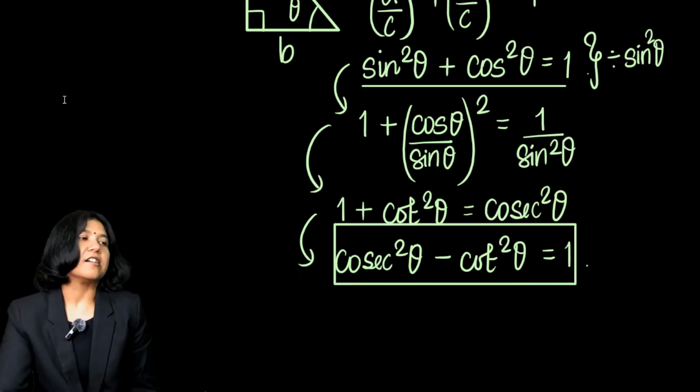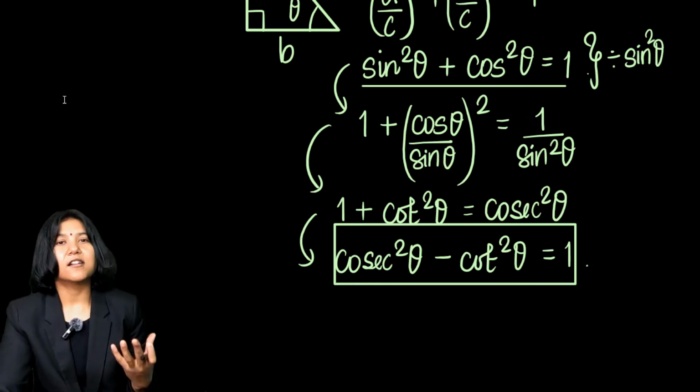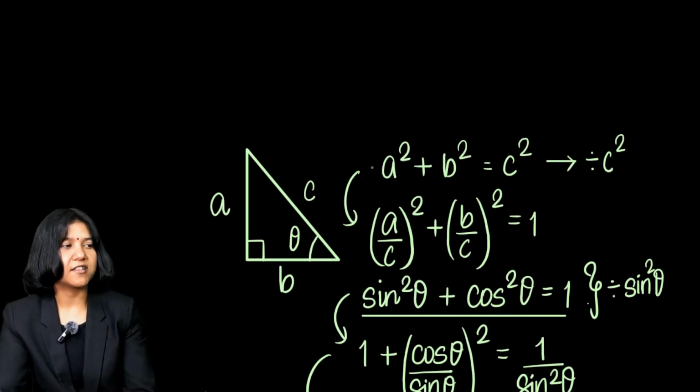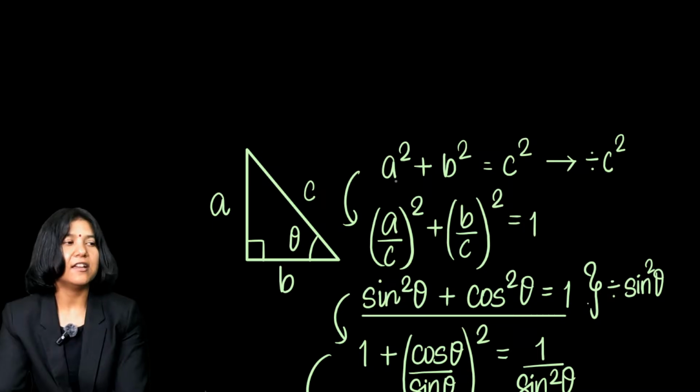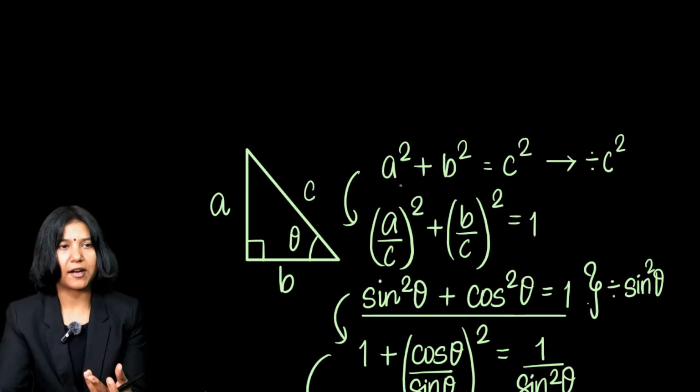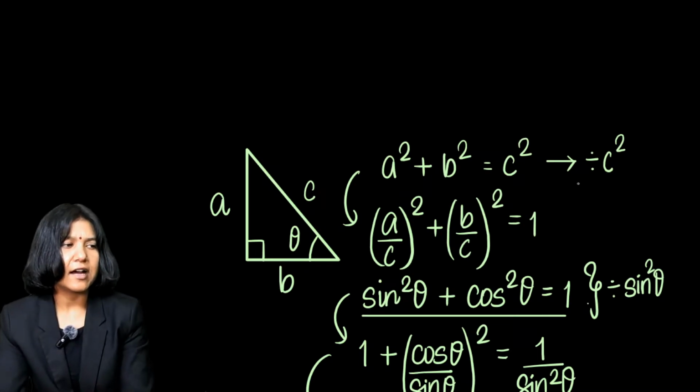Now similarly, as I told you, there is another way I could have done it. I could have taken the same Pythagoras theorem and divided it by a square, b square next, and c square, like that is what I could do. I divided by c square here to obtain my first rule.